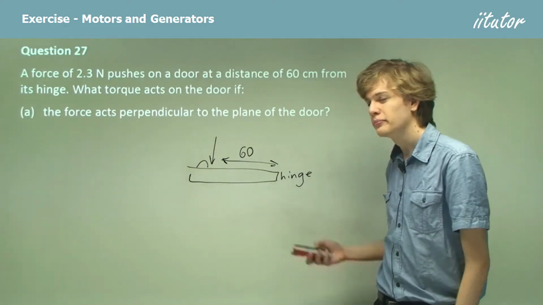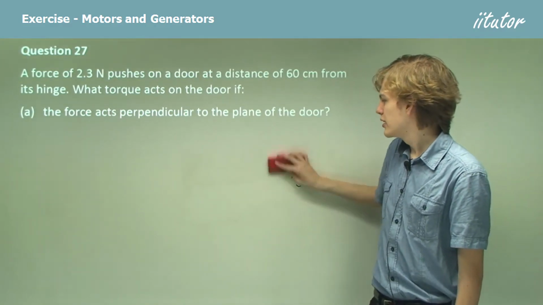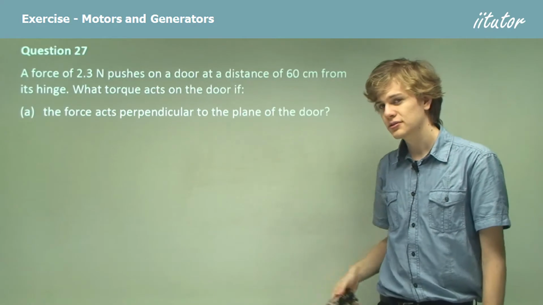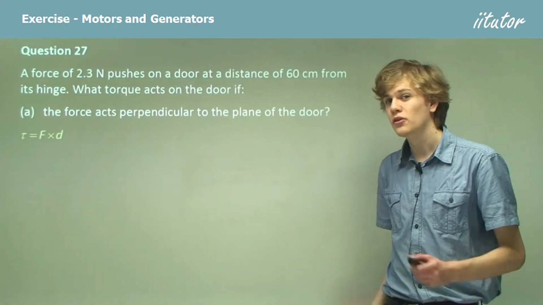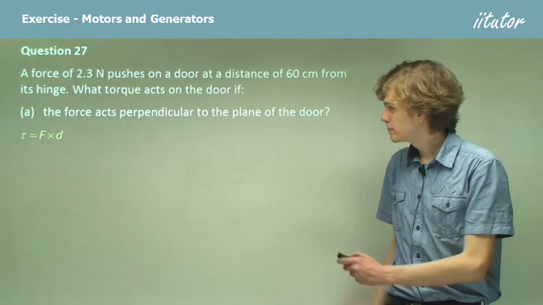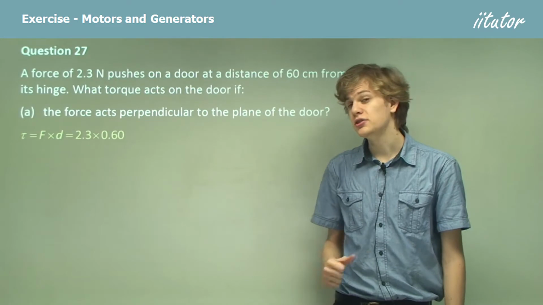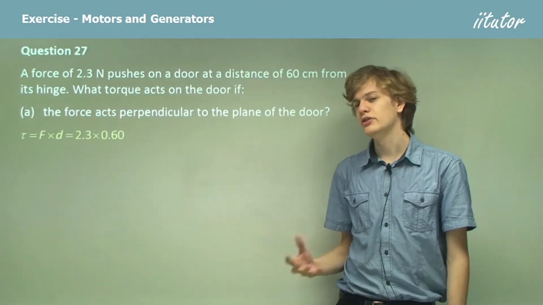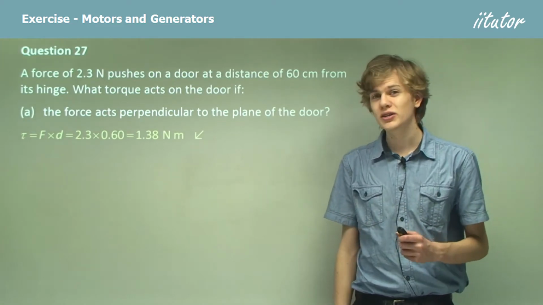know of torque, right? The first equation that we learned for torque is simply force times distance. So multiplying the force by the distance from the hinge, we end up with an answer of 2.3 newtons times 60 centimeters, that is 0.60 meters, which gives us an answer of 1.38 Newton meters.